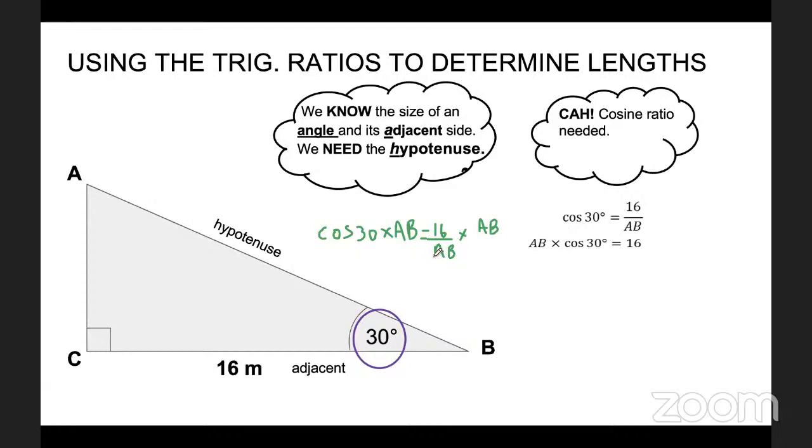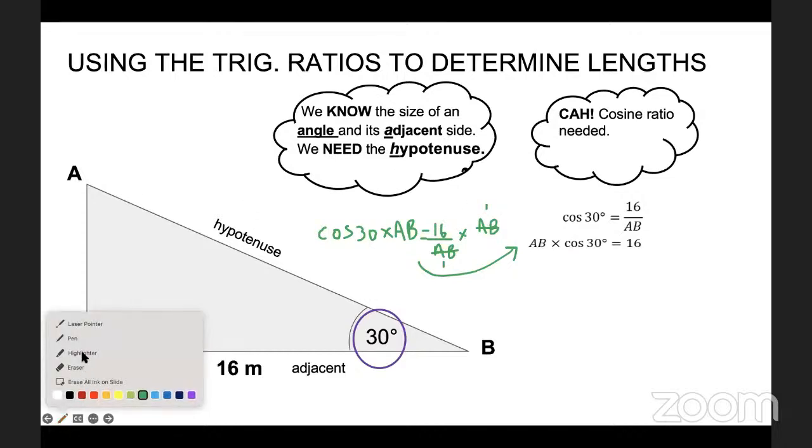Yes. So AB into AB one time, so that leaves a 16 on your right side, and you end up with cos 30 multiplied by AB. That's not what we want. We want AB to stand alone. So what do I need to do to get AB by itself? Tell me before I move to the next step.